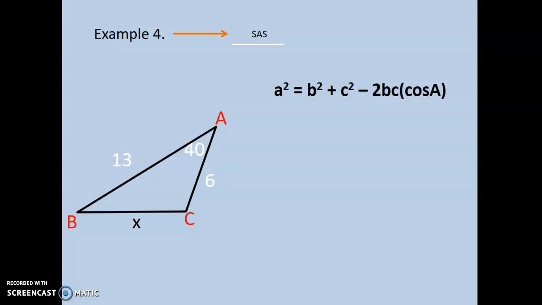So hopefully you paused the video, you tried the problem out on your own. Here it goes. You have side C, side B, and angle A, which means you're trying to find side A. Again, this is the only thing I need to see as far as your work goes. From here, I would just take 6 squared plus 13 squared minus 2 times 6 times 13 times the cosine of 40, all in your calculator at once. Gives you 85.5. Take the square root of that number, you get 9.25.